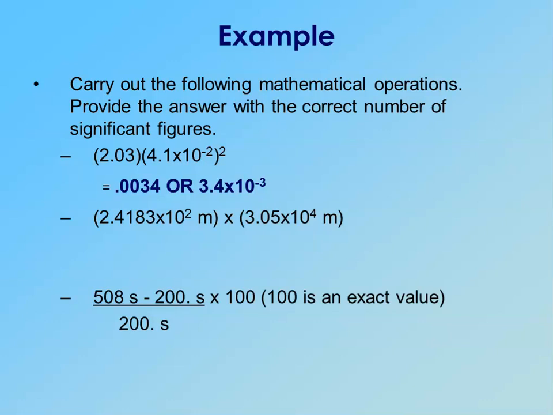And if I was asked to report it in notation form, because that number is smaller than 1, I always want to move the decimal so that one non-zero digit is in front of the decimal, and that would give me 3.4 times 10 to the negative third.